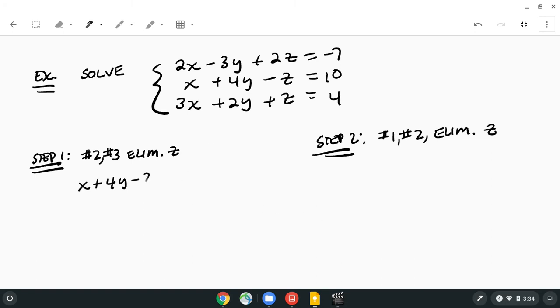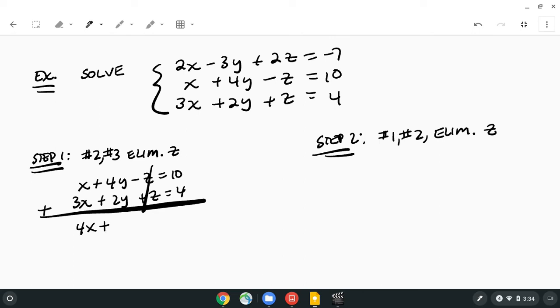x plus 4y minus z equals 10. 3x plus 2y plus z equals 4. Okay, I am just double checking to make sure I copied the problem correctly, and I did. All right, so here I'm going to go ahead and eliminate the z. Okay, when I add these, I get 4x plus 6y equals 14.